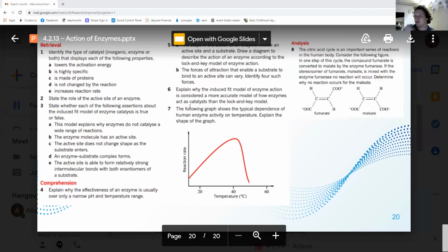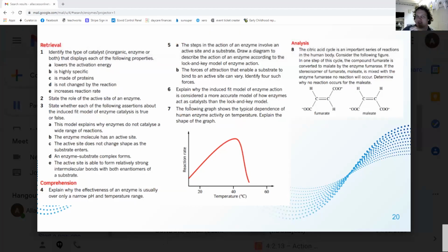Okay, so only an enzyme is specific. An inorganic catalyst and an organic catalyst can catalyze a broad spectrum of reactions. Only an enzyme is made of proteins. Neither of them are changed by the reaction. That is the sort of mainstay of catalysts. They are not actually used up in the reaction at all. And they both increase the reaction rate.